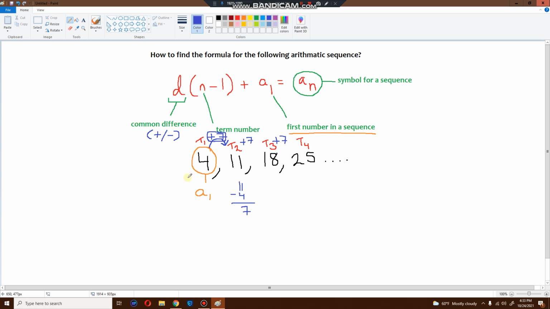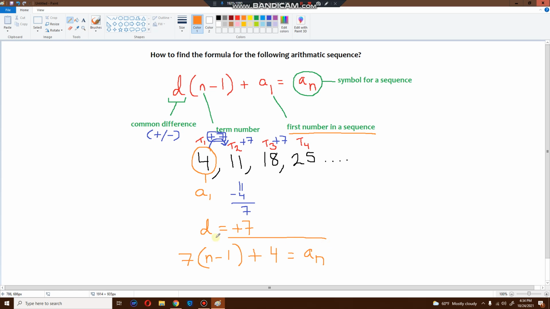Okay? Now that you know all this, let's piece it together. I'm going to substitute everything. I know my A1 is equal to 4, and I know my common difference, which I'll keep the same letter D, same color by the way, is a positive 7. You don't have to write plus 7, I just did that for effect. Now let's put it together. My D is a positive 7, parentheses, and I don't know what n is, I'll just leave it alone. And it's plus my A1, which is 4, and that's equal to the A n, the sequence.